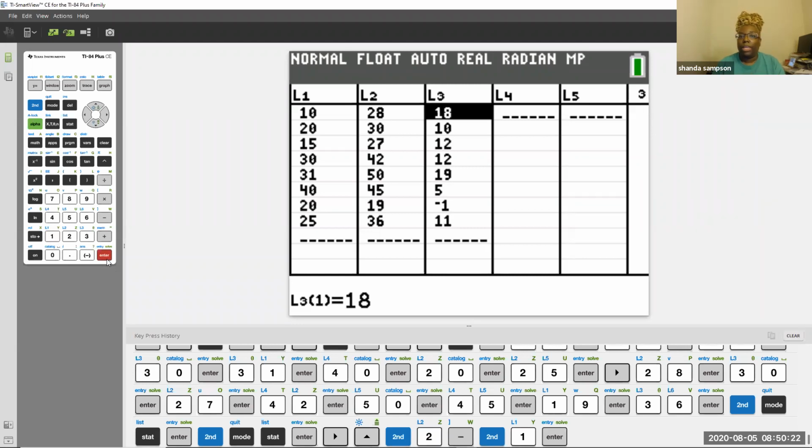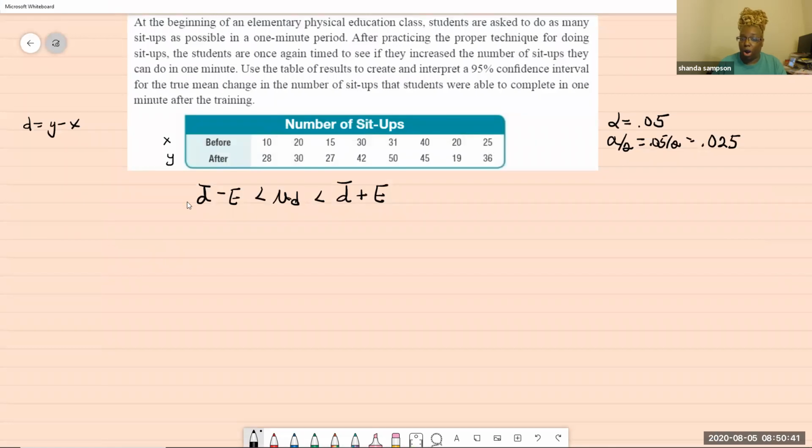Now that's L3. Really, we have no more use for L1 and L2 in this situation, because our question is focusing on the difference between the two, which is all in L3. And this will be important in a minute. So let's real quickly take a look at it. We need D bar, which is the mean difference. We want the mean of the differences.